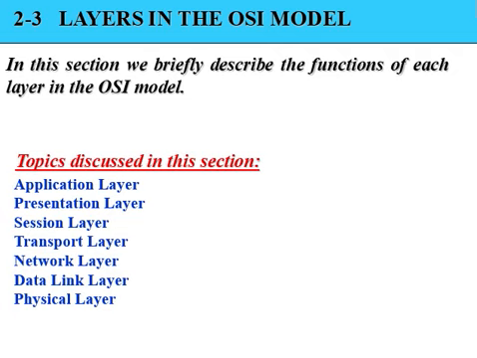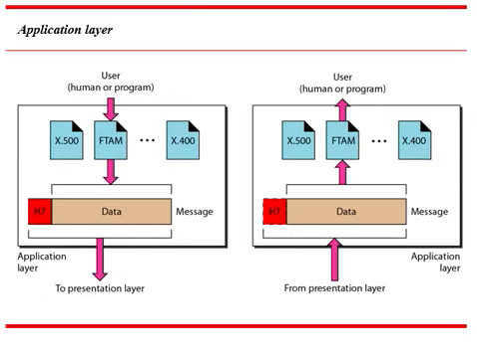This OSI model allows systems with different protocols to transfer data from one system to another system. So in this lecture, we will discuss the 7 different layers of the OSI model. Firstly, we discuss the application layer, then the presentation layer, then the session layer, then the transport layer, then the network layer, data link layer, and physical layer. So let's move to the application layer.